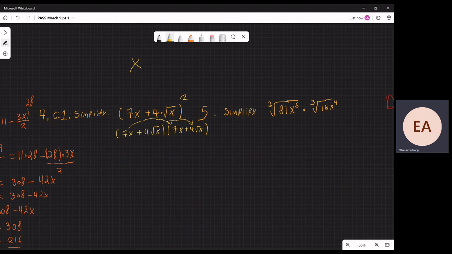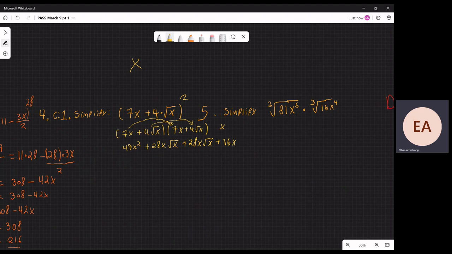So we have 7x times 7x gives us 49x squared. Now we have 7x times 4 root x, plus 28x root x. Then we have 4 root x times 7x, so we'll have another 28x square root of x. And then finally 4 root x times 4 root x will give us 16x.